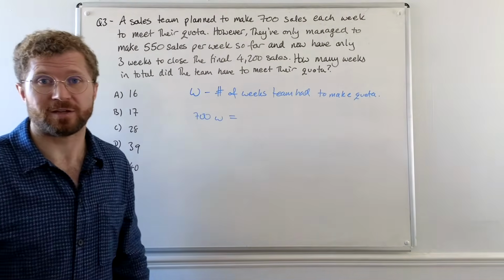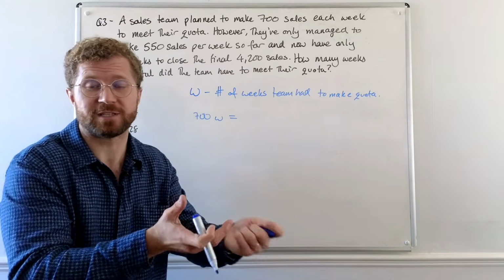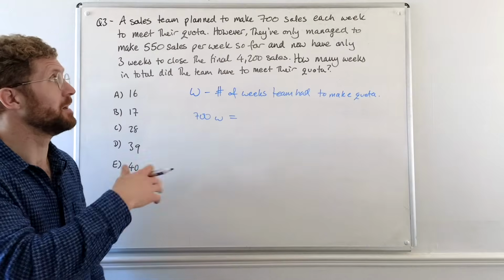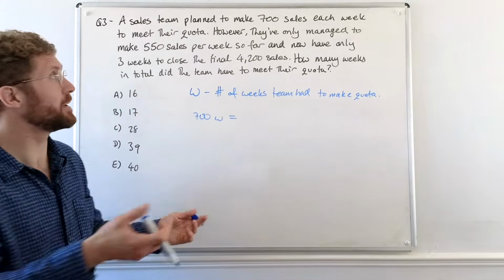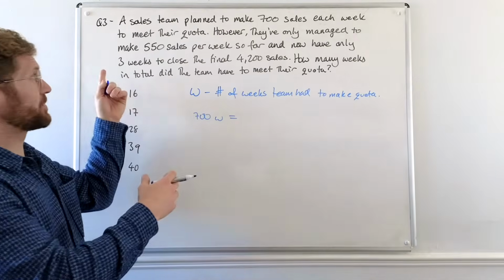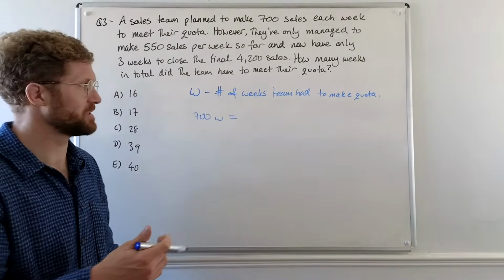If they had made 700 sales each week for the total number of weeks they had to work with, great, we're there, and there's one side of the equation. On the other side, okay, the plan's not going well. They made 550 sales per week so far, and now have 3 weeks to close the final 4,200 sales.